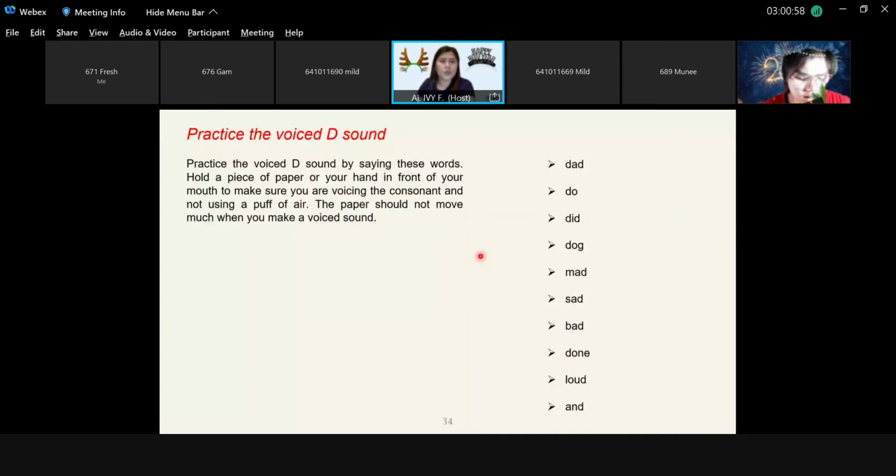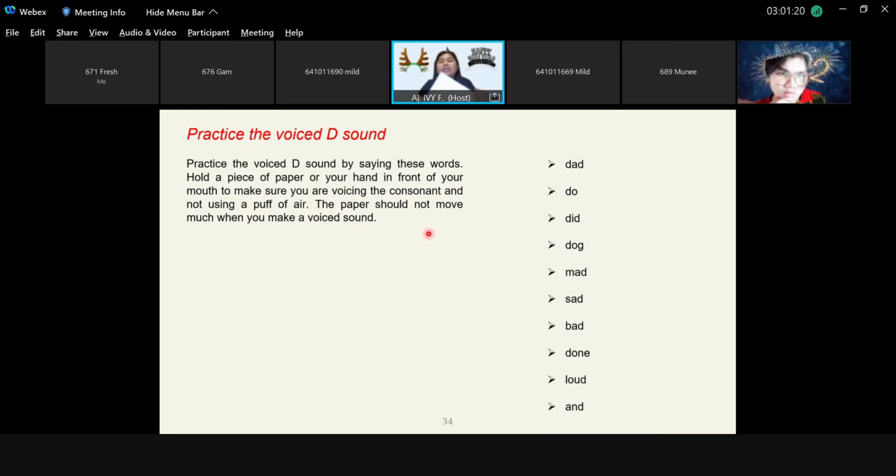Next, we have the voiced d sound. So practice the voiced d sound by saying these words. Hold a piece of paper in front of your mouth to make sure you are voicing the consonants and not using a puff of air. The paper should not move much when you make a voiced sound.